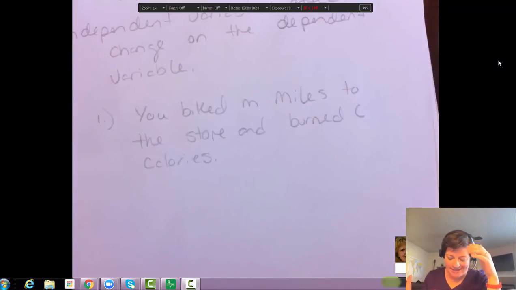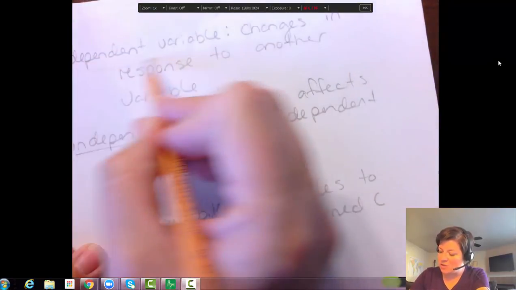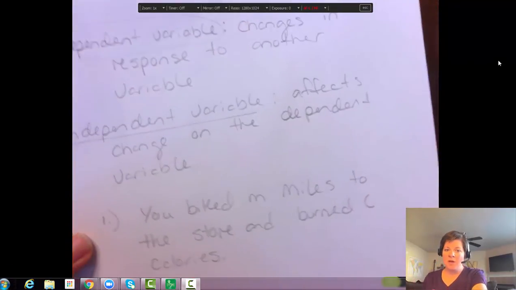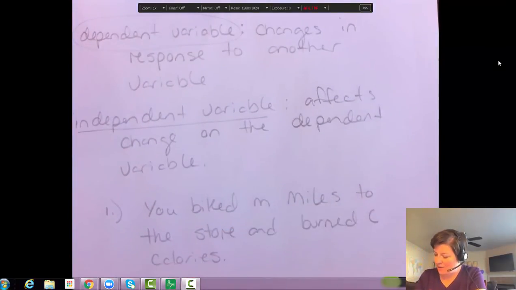All right, so in the book they said underline the independent variable. So we're going to underline the independent and circle the dependent. All right, so in this situation, the dependent variable is the calories burned, and the independent is the miles, right? The more miles. So that's how we find that.